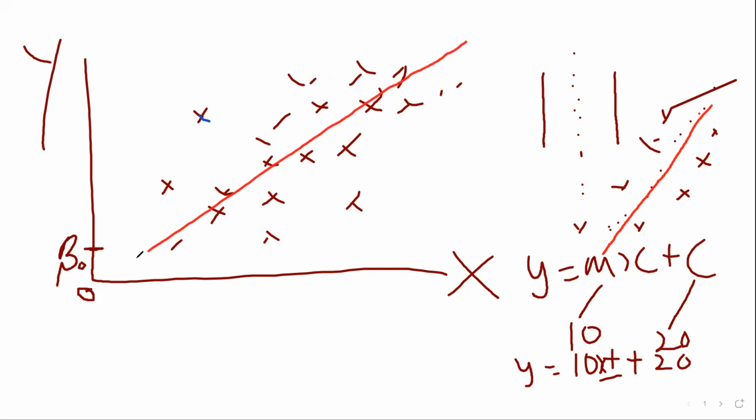That line is called a fitted line. It's a mean line, an average line. Suppose you have somebody who is 30, 40, 60, 70, 80. You will find the mean.